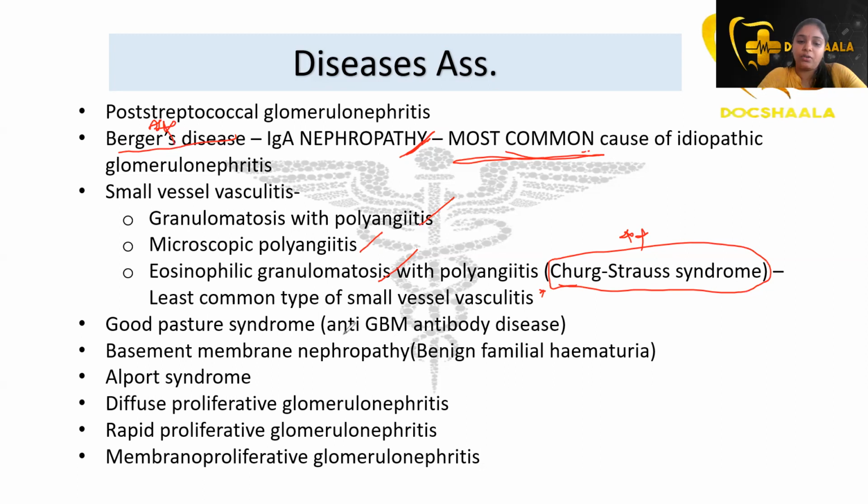Then Goodpasture syndrome is an anti-GBM antibody disease which leads to nephritic syndrome. Basement membrane nephropathy, that is benign familial hematuria. Alport syndrome, diffuse proliferative glomerulonephritis, rapidly progressive glomerulonephritis, and membranoproliferative glomerulonephritis. So this slide is very important. You have to learn these diseases by heart, so that you have an idea where you can see nephritic syndrome in patients.